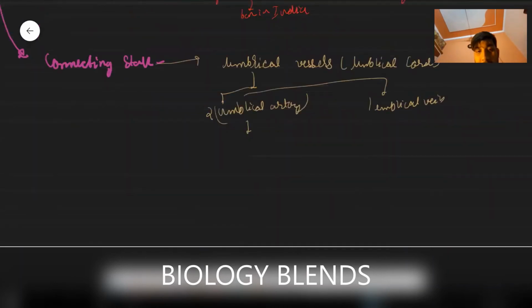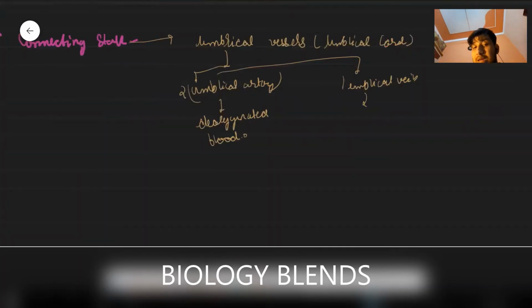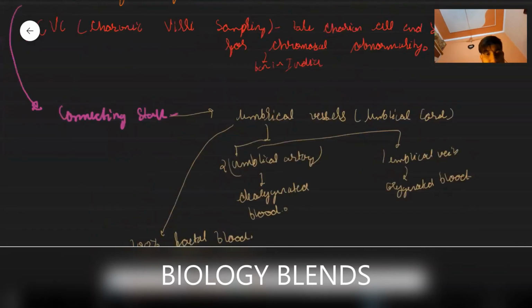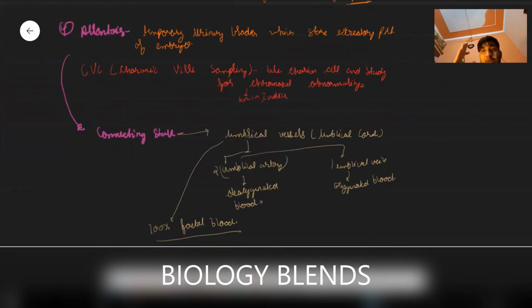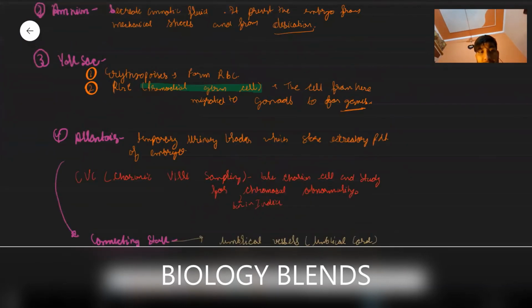Umbilical artery has deoxygenated blood. Remember the pulmonary artery? It also has deoxygenated blood, and umbilical vein has oxygenated blood. The blood in umbilical vessels is 100% fetal blood. Okay. Allantois forms the connecting stalk to the umbilical vessels. Umbilical vessels contain the two umbilical arteries and one umbilical vein.